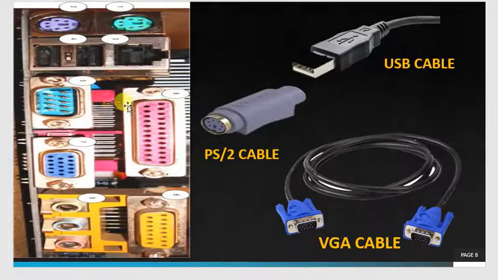Now let's have a look at this diagram. This is what we have at the back of the system unit. We have many ports at the back of the system unit. We will not talk about all of them. We will just talk about the ones that are needed to connect the monitor, the keyboard, and the mouse.